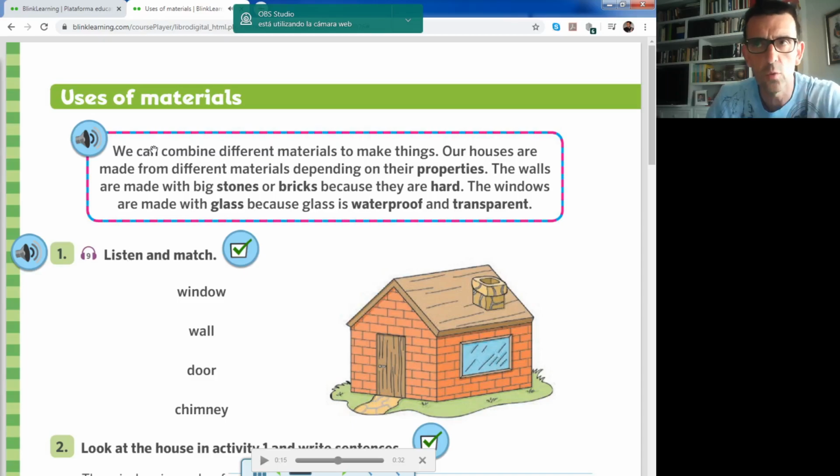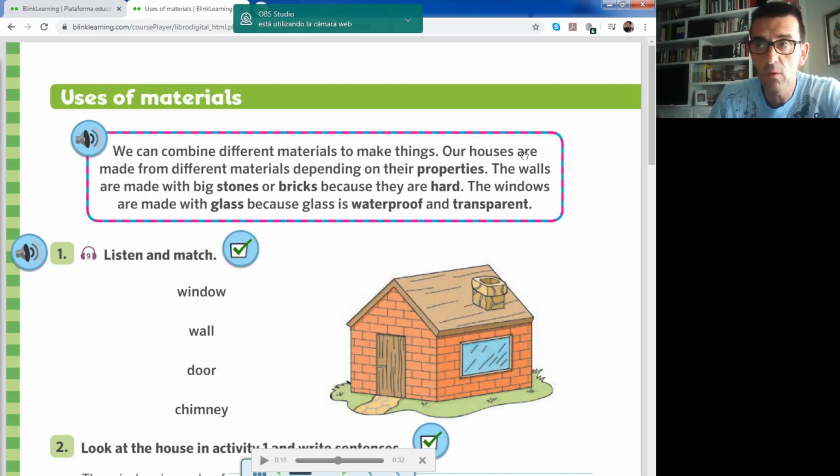Well, attention, we can combine different materials to make things. And that's true, we can combine different materials to make things. For example, a house. Combinamos los materiales para hacer distintas cosas, ¿de acuerdo? No solo usamos una cosa, ¿de acuerdo? Un material, por ejemplo, si vas a hacer una casa, como veis, tienes que utilizar vidrio, ladrillos, madera, etc., etc., etc. For that reason, we combine materials to make things.